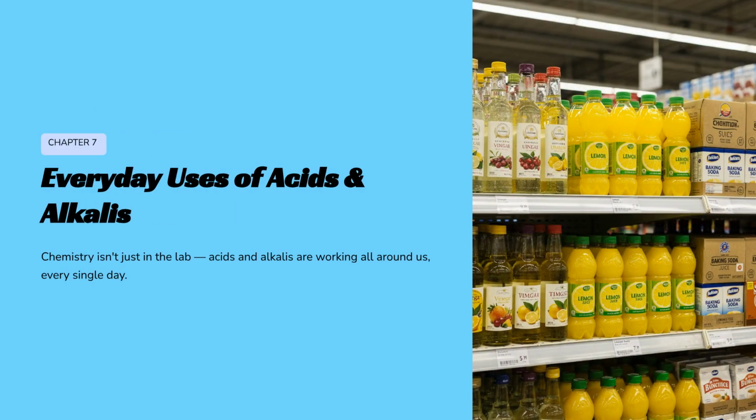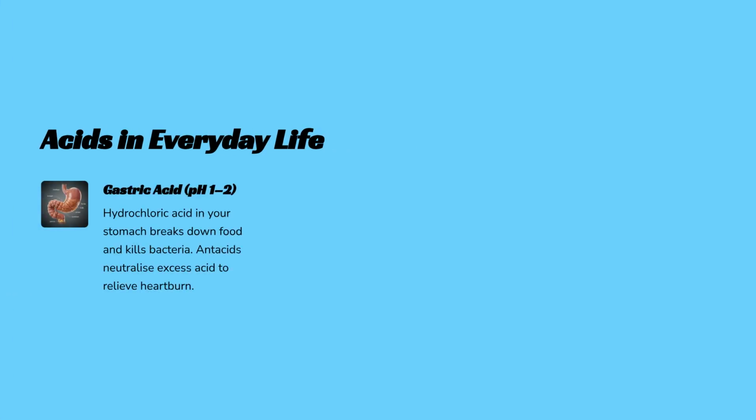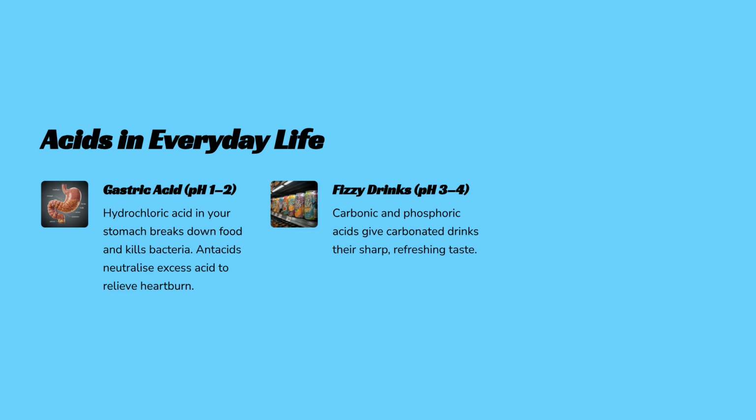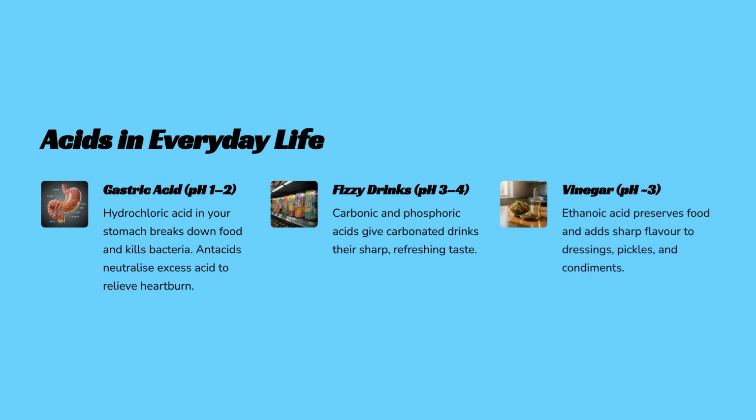In Chapter 7, we explore the everyday uses of acids and alkalis. These substances are essential in various aspects of our lives, not just in the laboratory. Acids are vital in daily life, such as the hydrochloric acid in your stomach for digestion. Fizzy drinks use carbonic and phosphoric acids for flavor, and vinegar is ethanoic acid used in food preservation.